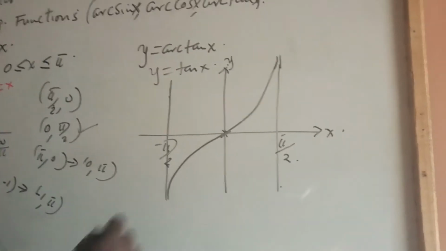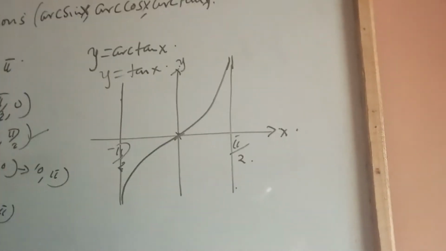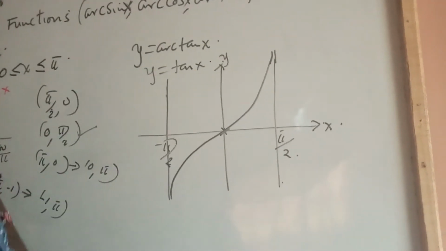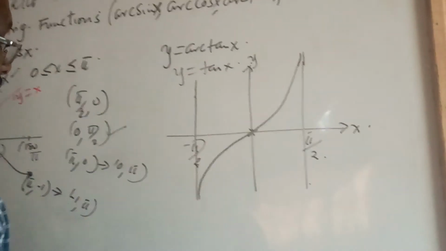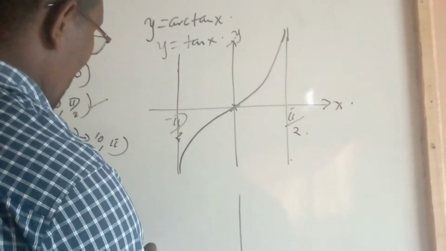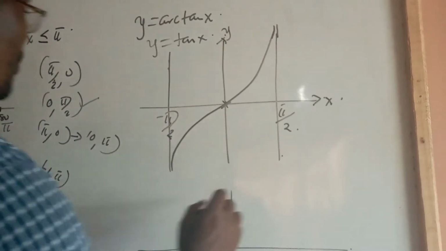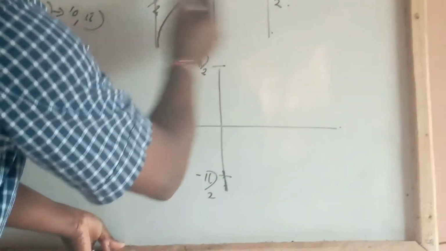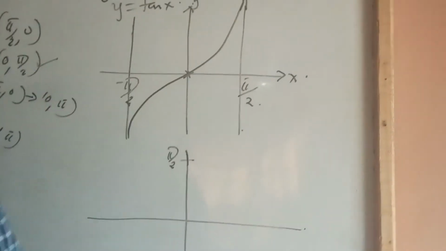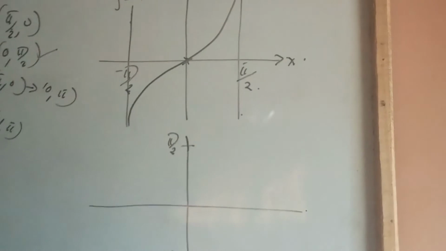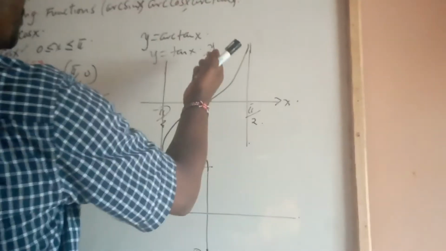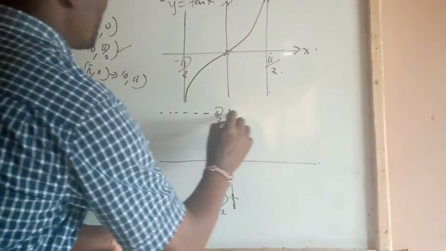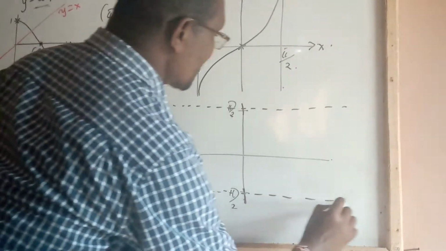Now, if we were to reflect this along y equals x, first of all, the domain of the original curve becomes the range of the inverse. So let's have pi over 2 and minus pi over 2. The domain of the original now becomes the range because it appears on the y-axis. But you can see the range of the original has no end. That means the asymptotes appear to be along those lines.